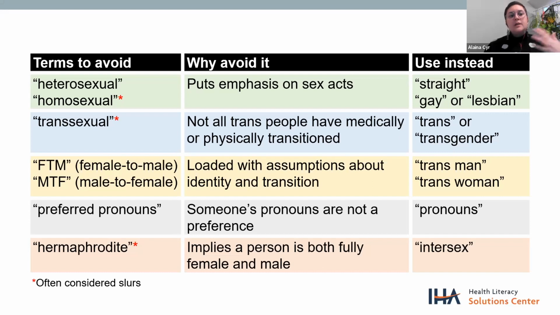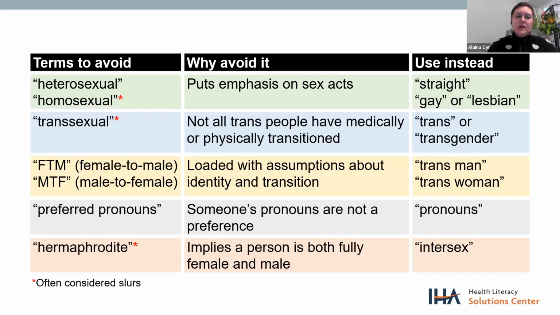So heterosexual, homosexual, we avoid that because it tends to put emphasis on sex acts. And like I said earlier, sexual behavior does not indicate somebody's orientation. So it's much better to use straight, gay, lesbian when speaking generally of a group. If someone self-identifies as heterosexual or homosexual, that's totally fine. But when you're speaking more broadly, please try to use the words straight, gay, lesbian.